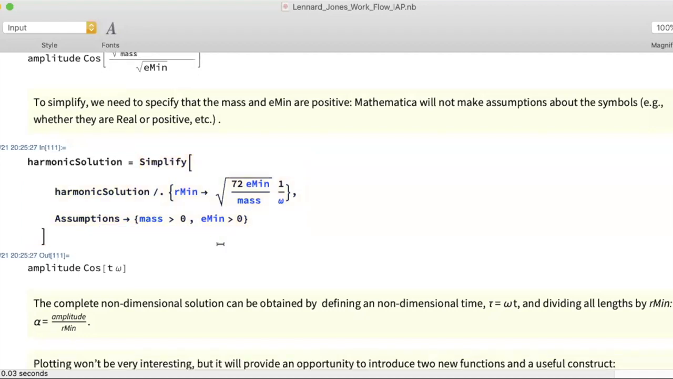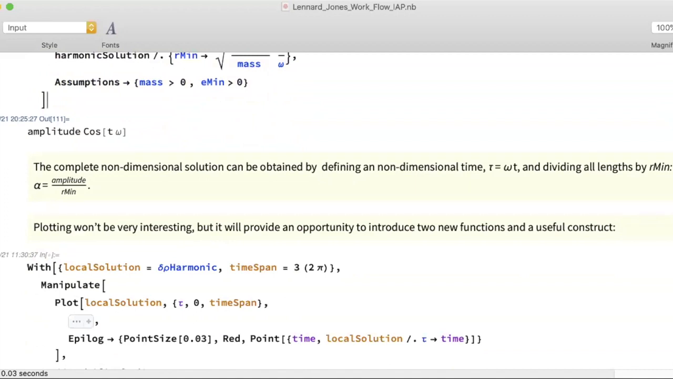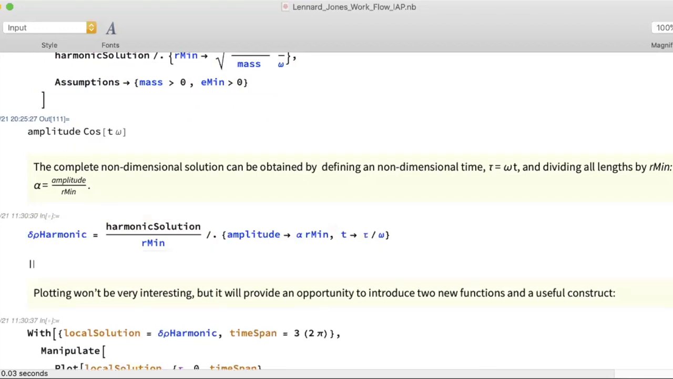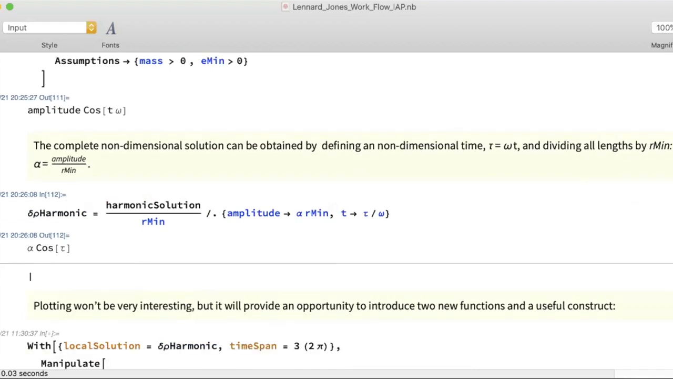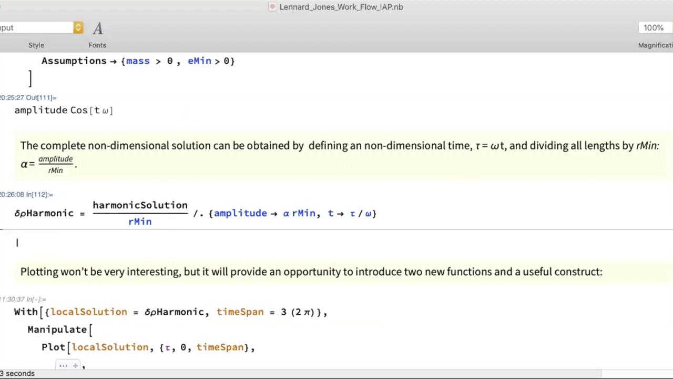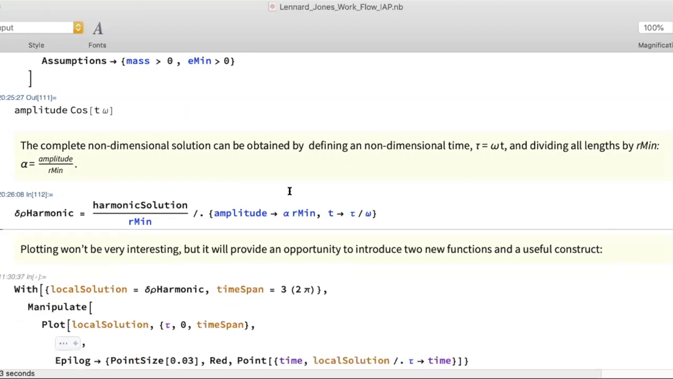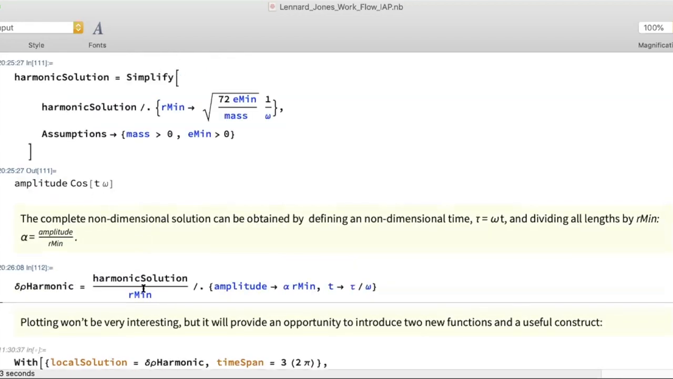Okay, all right, so what I'm going to do now is write down what the harmonic solution looks like. Okay, so it looks like this term, and what I've done here is I have non-dimensionalized the problem again by dividing the harmonic solution that I had up here by R min.